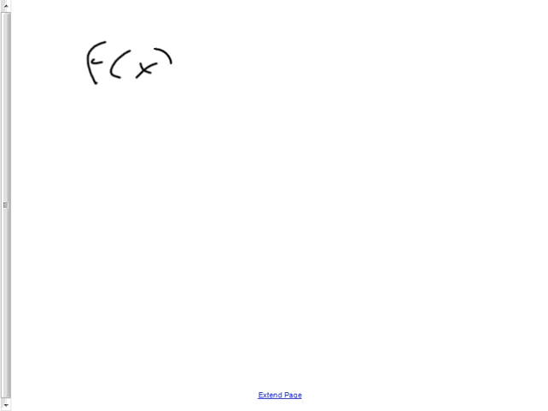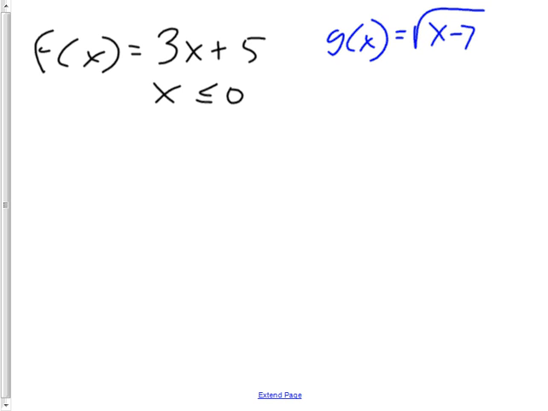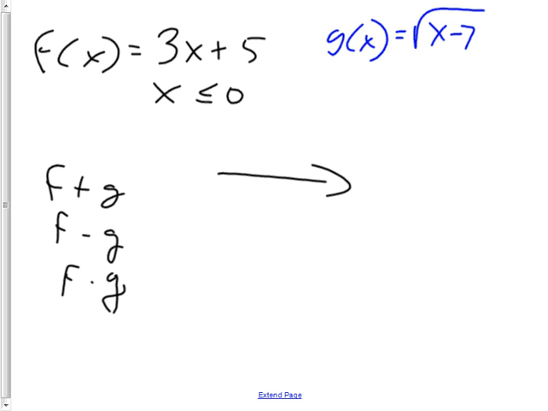If you have f of x is, let's say, 3x plus 5, where x has to be less than or equal to 0, and g of x, we did this yesterday, is equal to the square root of x minus 7, then you know the two domains for f and g. And if you were simply adding the functions, like f plus g, or f minus g, or f times g, you just have to overlap the two parent domains. Like, you'd have to overlap f and g's domain, and then you'd know what the domain of the new function is. These are my three new functions that I was exploring there.